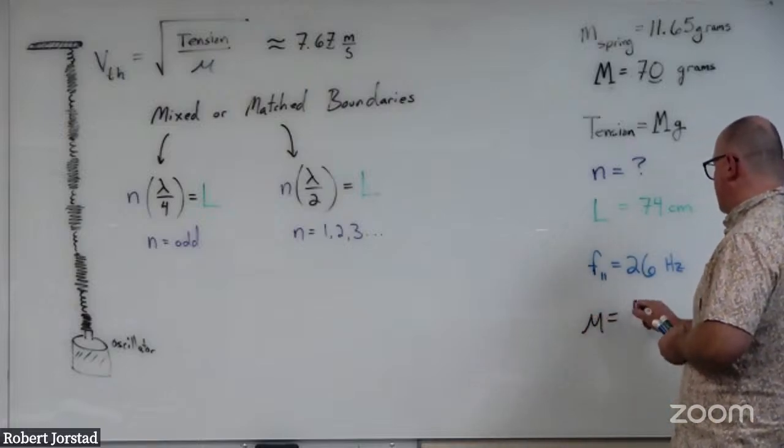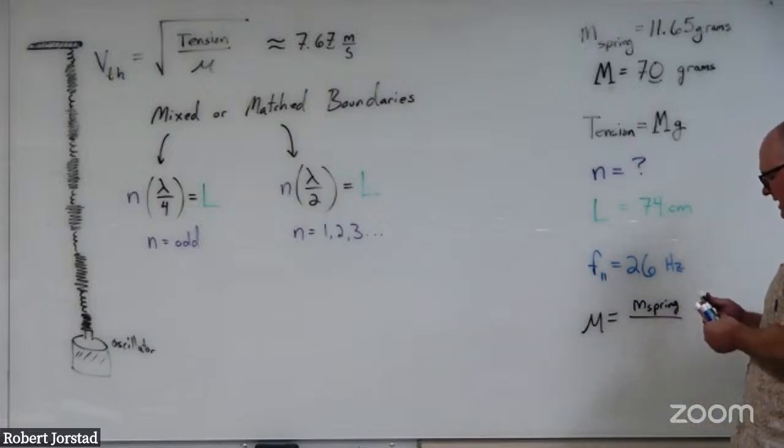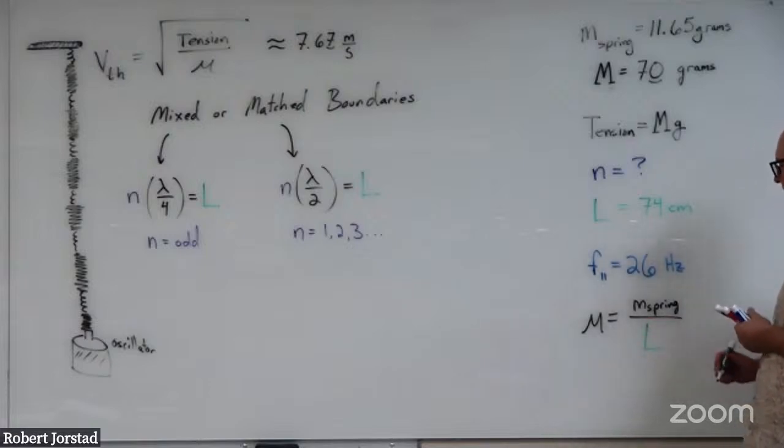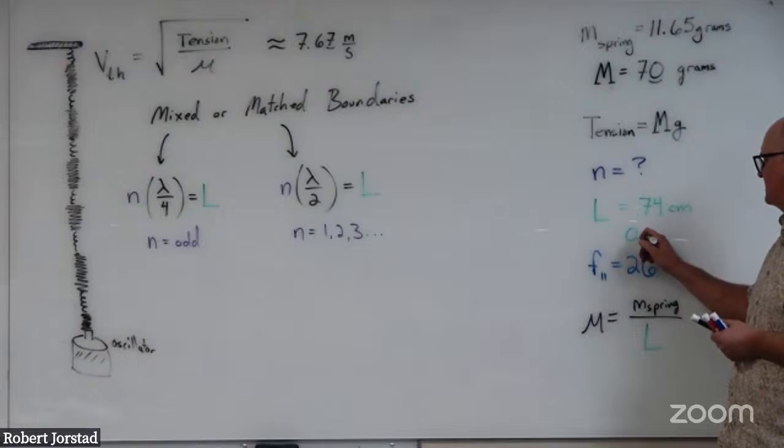Mu is the mass of the spring all over the length, capital L. Now we should probably be careful here. You might want to use different units for this.